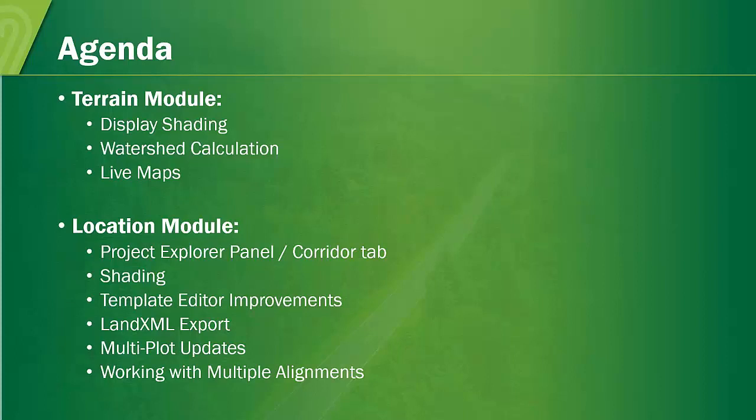So we'll be showing the new features through an example road project. In the terrain module, we'll go over display shading, watershed calculation, and live maps, which is a new feature which allows you to quickly bring in georeferenced imagery from Google Maps or Bing.